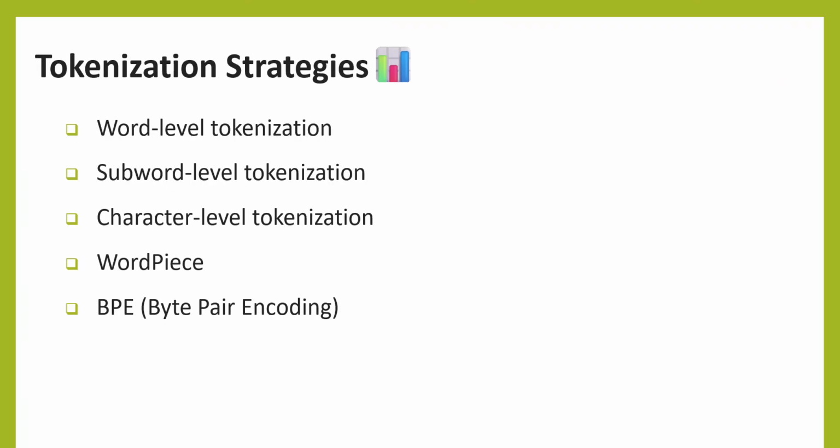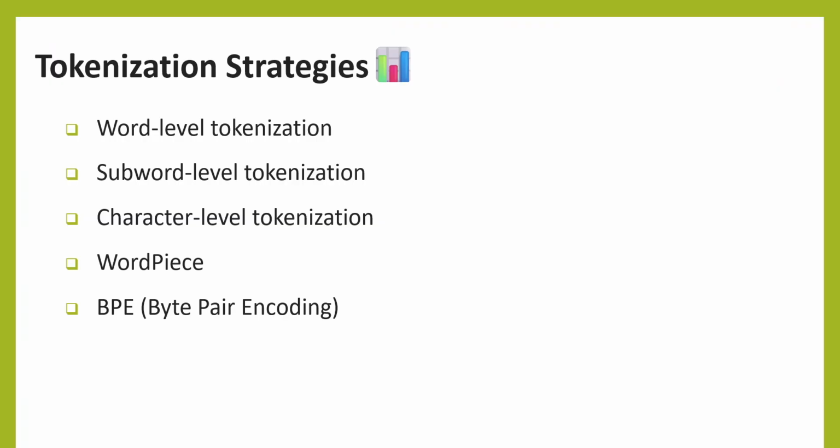Next, the tokenization. So tokenization is the process of breaking down text into individual tokens such as words or characters. And these are some tokenization strategies, which include word level tokenization, meaning breaking down text into individual words. Subword level tokenization means breaking down text into subwords, which are smaller units of text that can be combined to form words. Character level tokenization means breaking down text into individual characters.